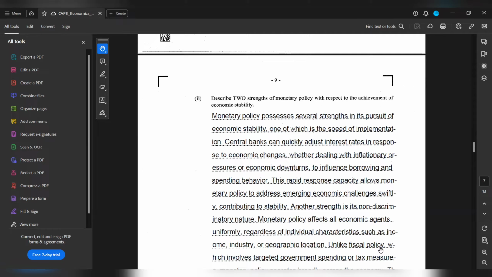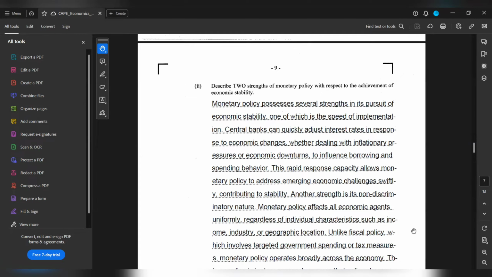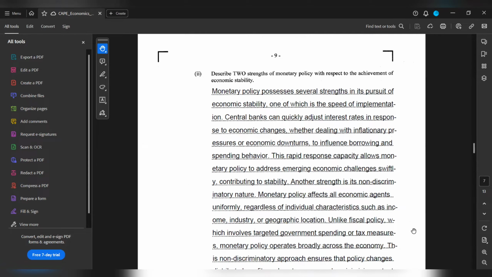This rapid response capacity allows monetary policy to address emerging economic challenges swiftly, contributing to stability. Another strength is its non-discriminatory nature. Monetary policy affects all economic agents uniformly, regardless of individual characteristics such as income, industry, or geographic location. Unlike fiscal policy, which involves targeted government spending or tax measures, monetary policy operates broadly across the economy.